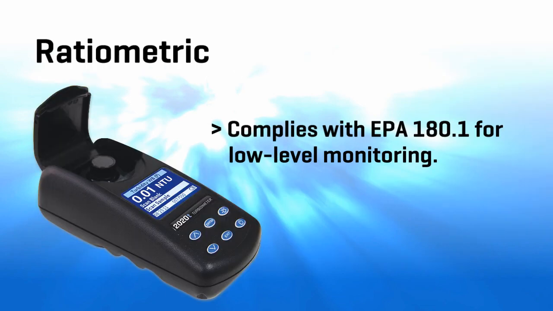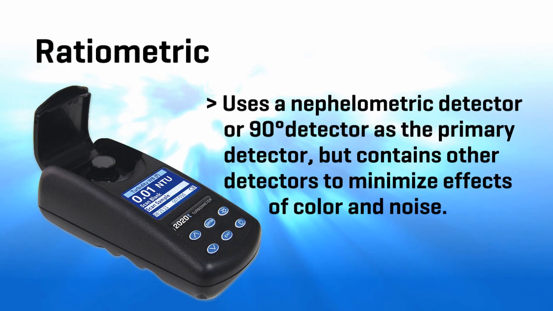Ratiometric, the ratiometric method, and I bring this up because our turbidity meter, LaMotte's turbidity meter, is a ratiometric meter. And you'll find, if you really read, that most of the field units out there, at least for testing, are ratiometric, even though they don't always express that in their literature or in the manual. It's got a 90 degree detector, and I'll show you a diagram here in a minute of what I mean by a 90 degree detector. And it has another detector in it, usually. Some have even more than that.